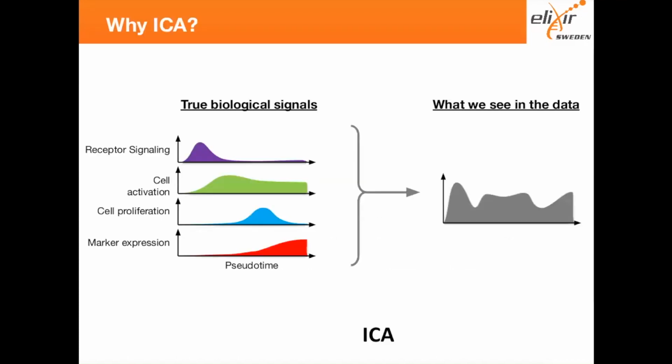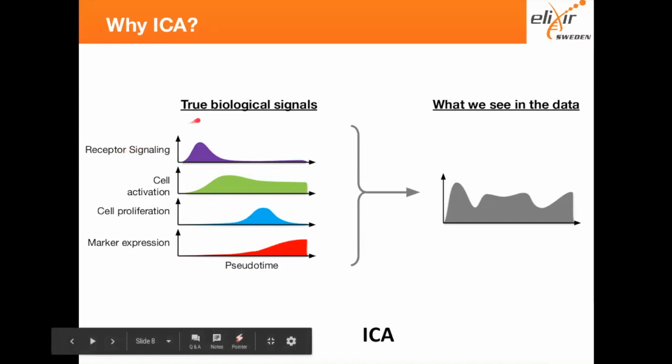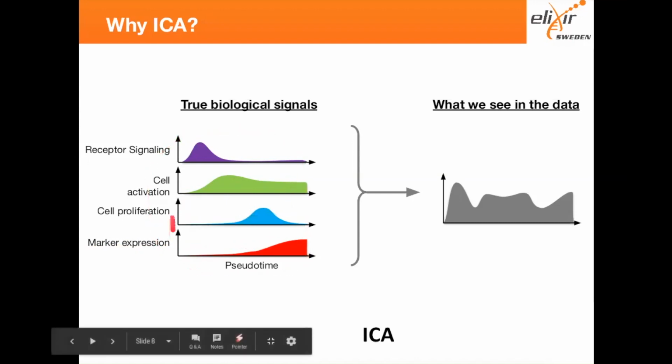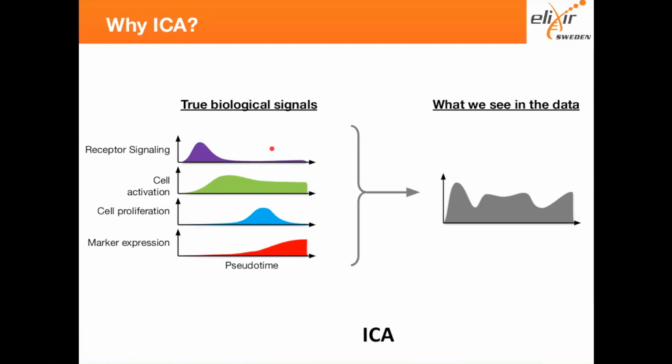So if you think biologically, what that would imply is that, for example, you have some true biological signals from your pseudotime. So imagine some cells that are at the start of the differentiation process toward a completely developed state. You see, for example, maybe some receptor signaling starting to be activated, cell activation starts, cell proliferation maybe here, and then marker expression. But when you combine all of those, maybe some gene is affected by all those processes. And when you look at the single cell data set, you only see a mixture of all those processes all together.